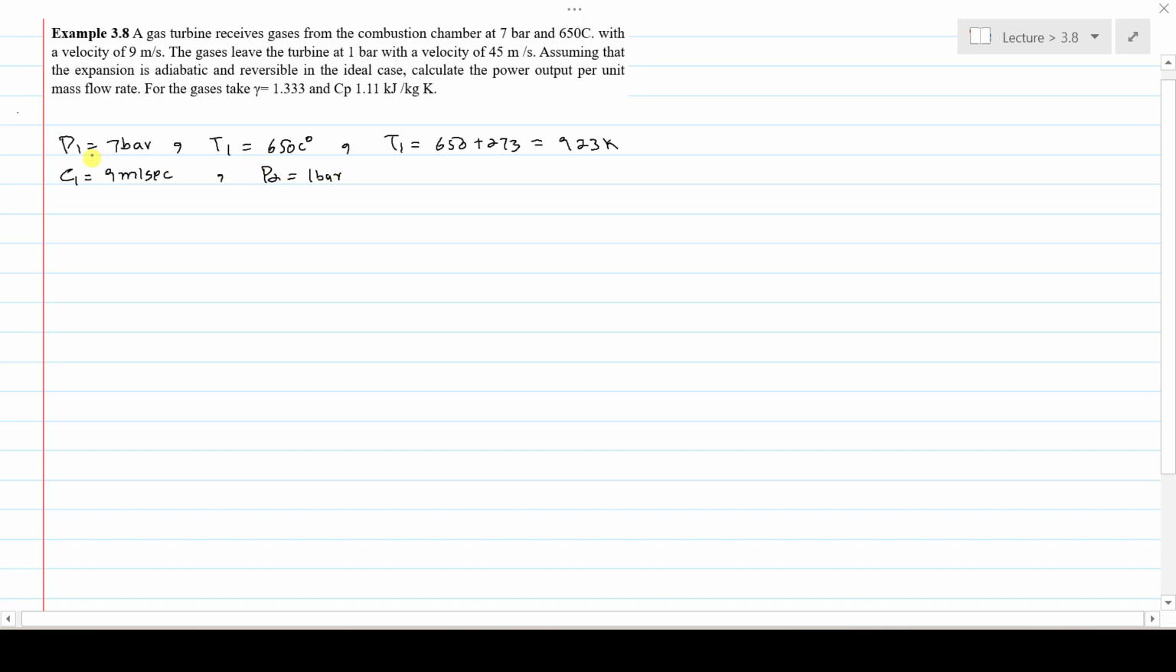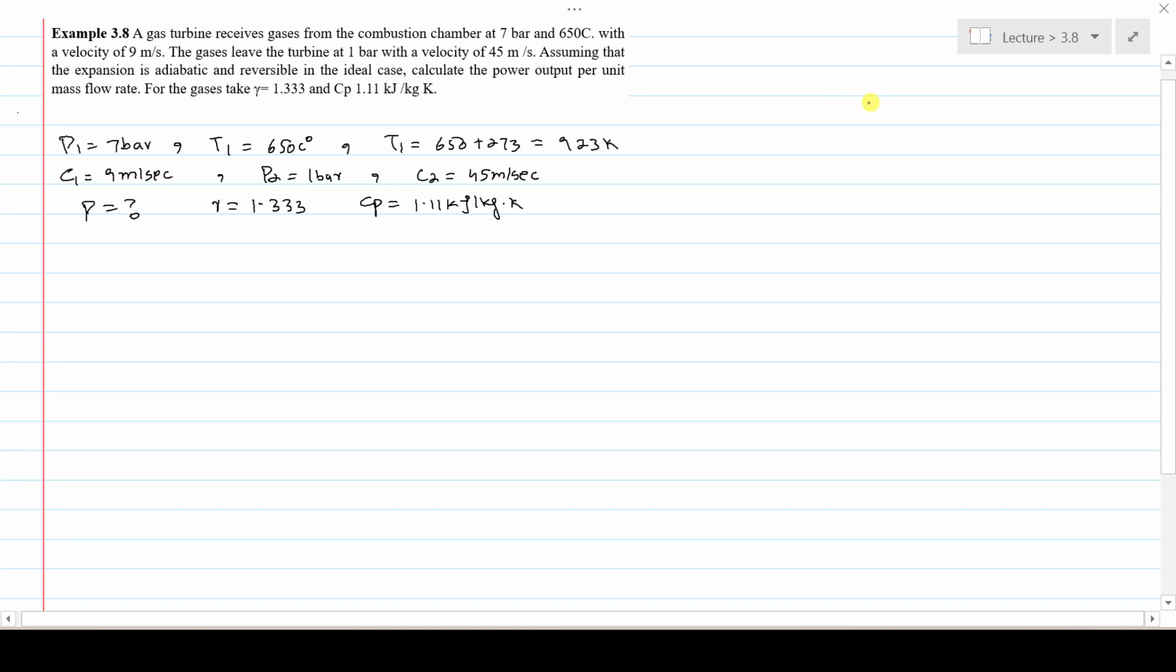As you can see, the inlet pressure is high and the outlet pressure is low. Gas expansion in the turbine has taken place. Then the exit velocity C2 is 45 meter per second. We need to calculate the power output per unit mass flow rate of the turbine. The gamma value is 1.333. The Cp value is 1.11 kilojoule per kg Kelvin.